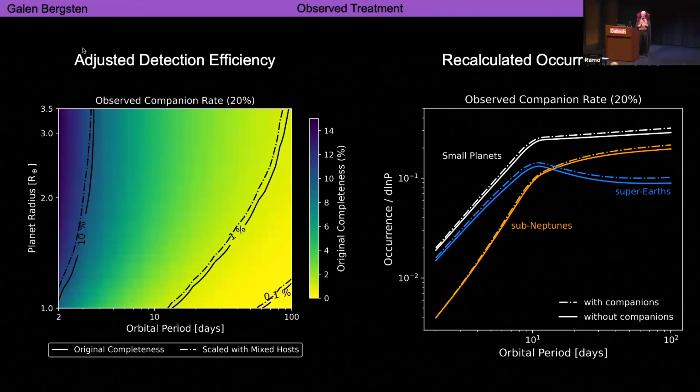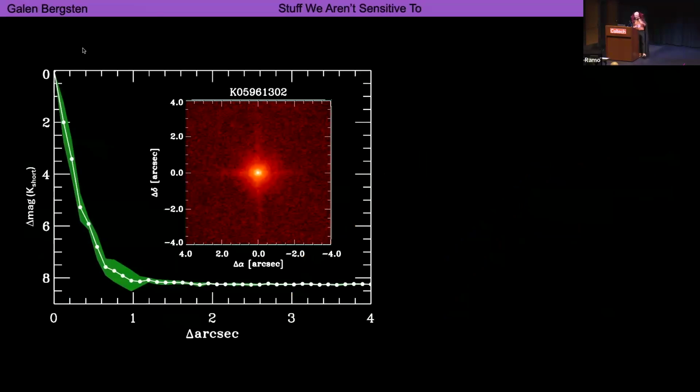I'm not done yet, because so far we've only been talking about the stuff that we could see, and there's plenty of companions out there that we weren't sensitive to. Here's a somewhat typical sensitivity curve.